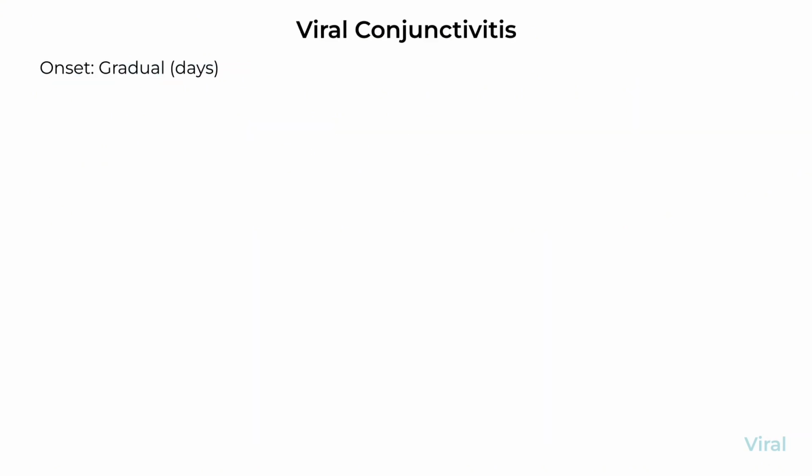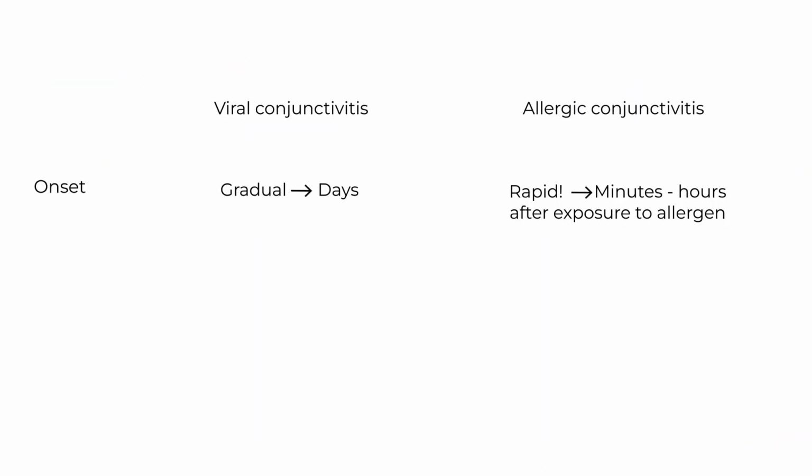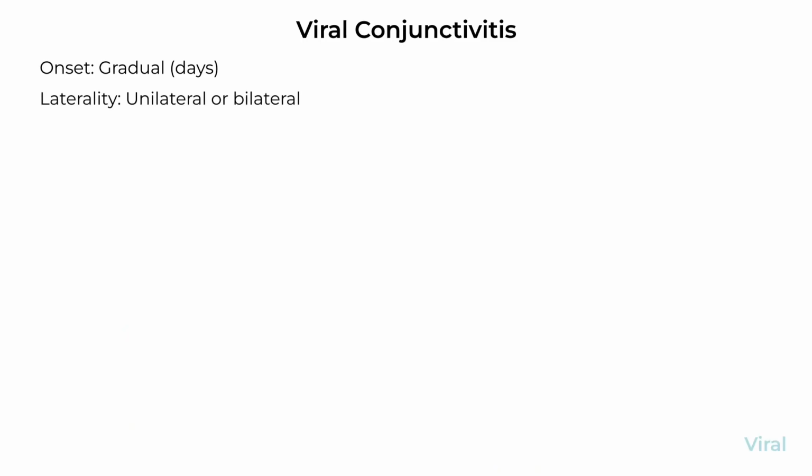The onset is gradual, with symptoms occurring over days, a key difference from allergic conjunctivitis, which is sudden, with symptoms often occurring within minutes to a few hours. And the laterality can be unilateral or bilateral. But here's a key point. It classically starts in one eye and spreads to the other, which further supports how contagious this can be.